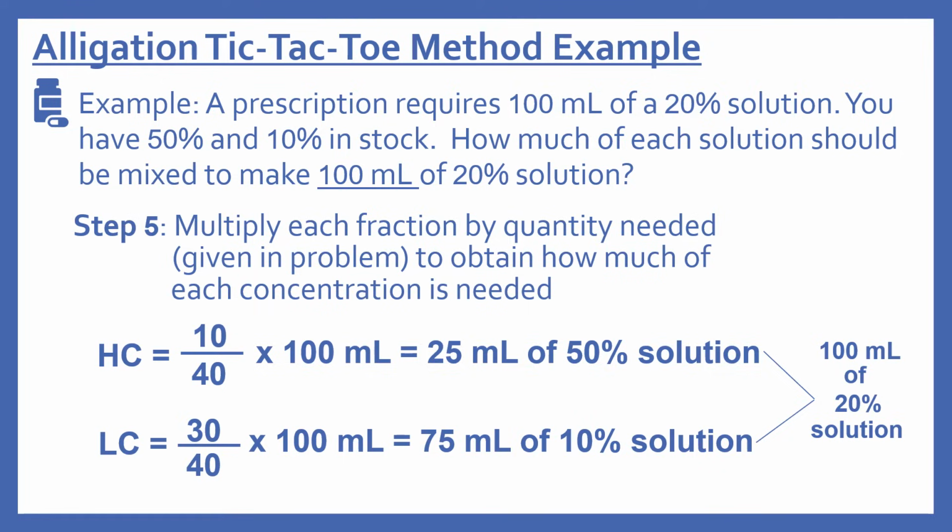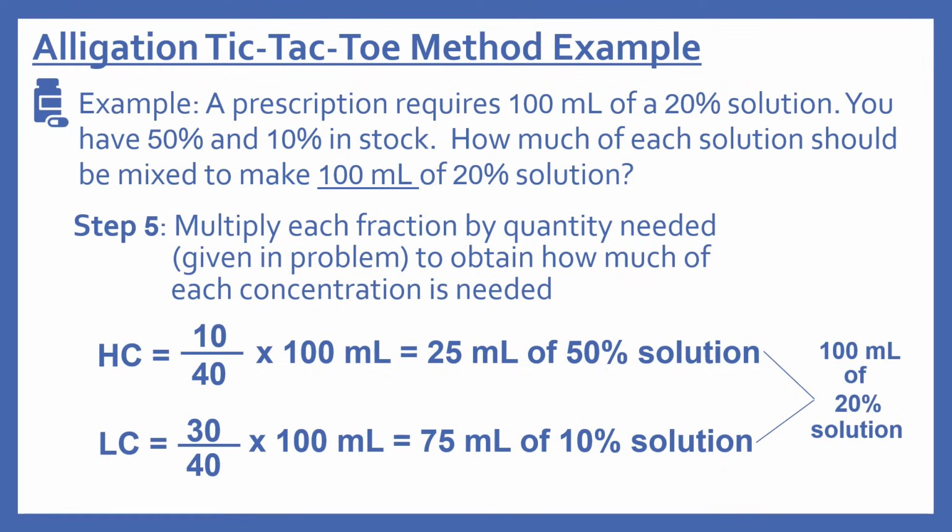That's our high concentration. And then the low concentration fraction was 30 out of 40. So 30 times 100, that gives us 3,000 divided by 40. That equals 75 milliliters. So we'll need 75 milliliters of the low concentration solution, which is the 10% solution.